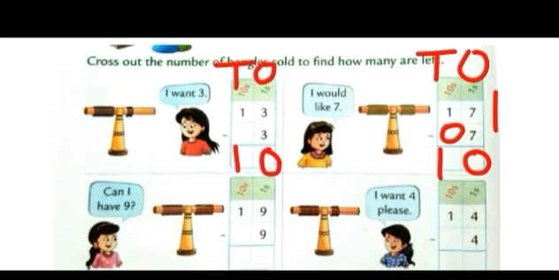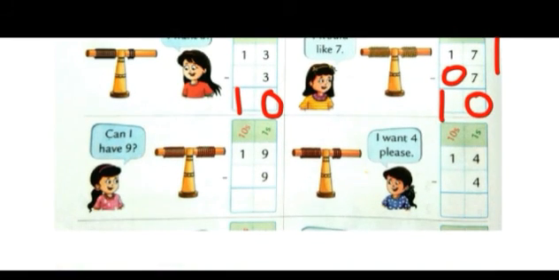Okay. Now see the next one. Total 19 bangles are there. And this girl is saying, what is she saying? Can I have 9 bangles? So that means we have to subtract 9 from 19. So we will first start with the ones. 9 minus 9 is how much? 0. And again, nothing is there in the tens column except 1. So 1 will come down. So 10 bangles are left.